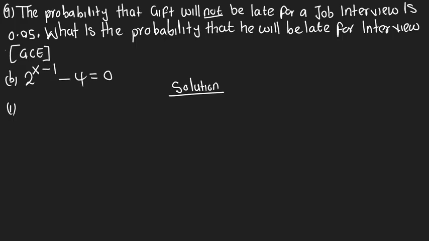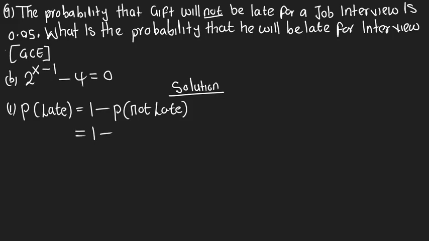Okay, so let's start. Now, P, the probability that this person is going to be late for work is equal to 1 minus the probability that this person will not be late for work. That's all. So, 1 minus the probability that you won't be late for work, which was 0.05. Now, I can do the subtraction: 1 minus 0.05. This is what you do. 0.95.